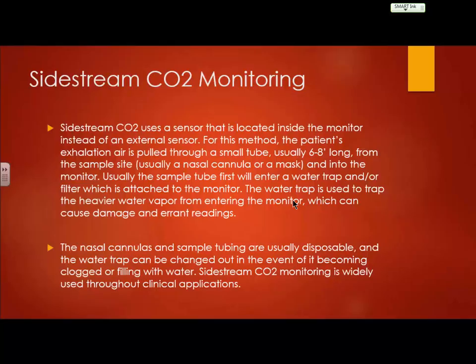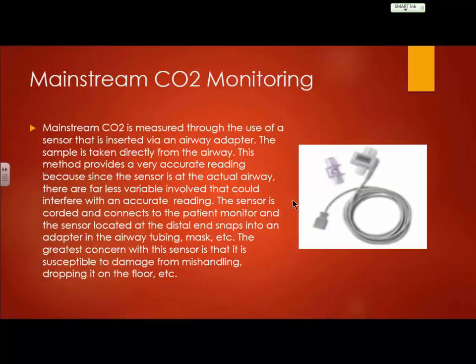I'm not 100% convinced that this one hooked up to our monitor is a mainstream. But there's your mainstream right there. And that's where you have your connection. We've got those connections like on the Zoll monitors.